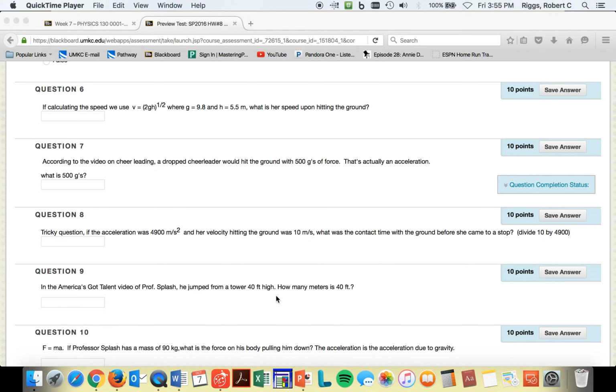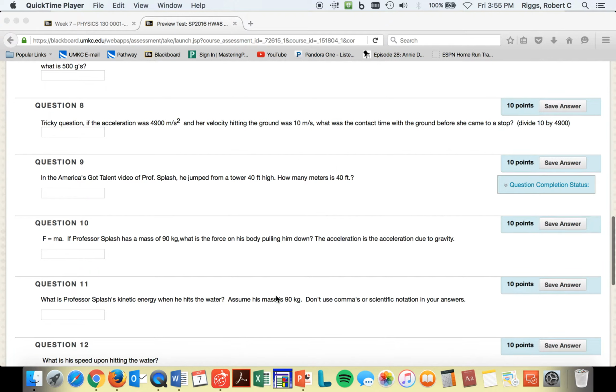If the force equals mass times acceleration, okay, so force equals mass times acceleration. Let's take that. If Professor Splash has a mass of 90 kilograms, and I'm assuming he's probably about a 200-pound guy, what is the force on his body pulling him down? The acceleration is the acceleration due to gravity. So, good old, what's his weight? And that's the acceleration he's going to be going down when he goes down.